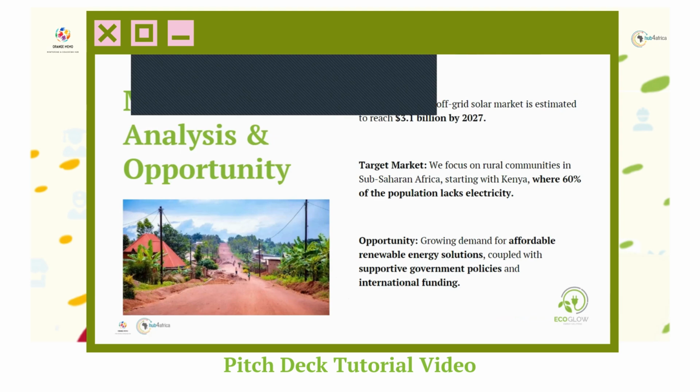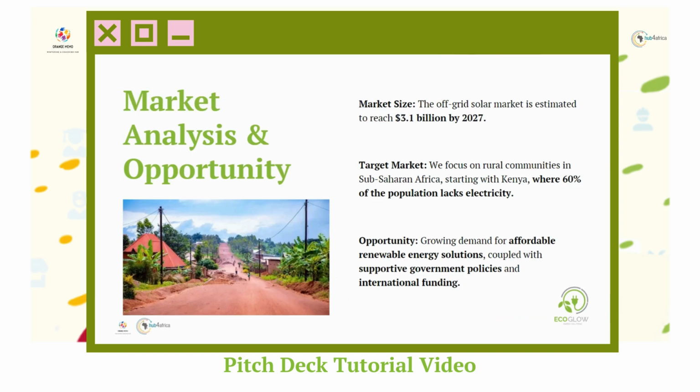Next is your market analysis. This slide should include some key data about your target market and the opportunity you're addressing. Mention the size of your target market, or rather the specific segment you are targeting. This also is where you explain why your business has a growth opportunity. For example, the off-grid solar market is projected to reach $3.1 billion by 2027. We are targeting rural communities in sub-Saharan Africa.